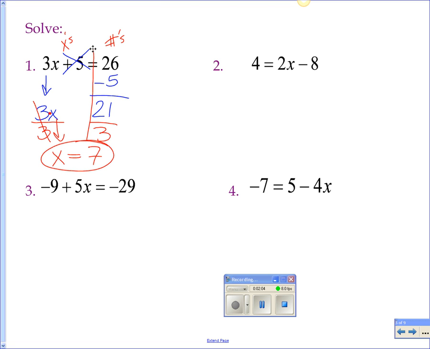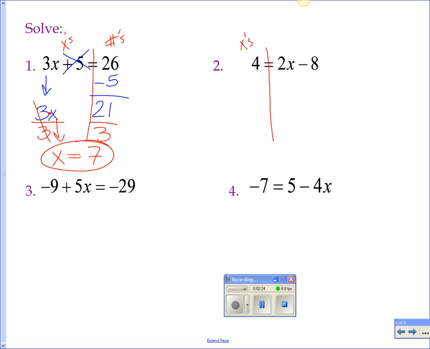All right, take a minute and write down number 2. 4 equals 2x minus 8. Okay, the first thing I want you to do is draw your line through the equals. And you're going to put x's over here.